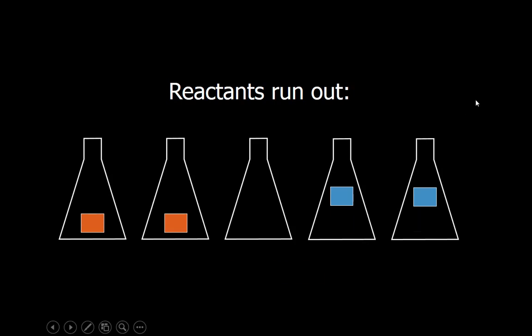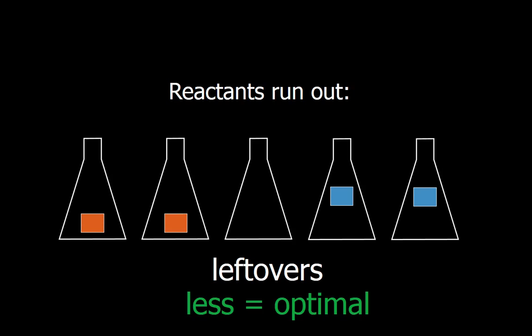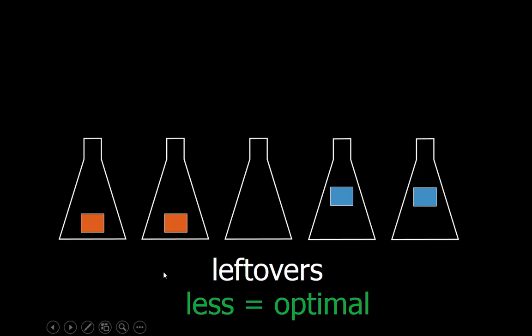Well, what we're shooting for here is, remember we talked about one item that makes something optimal is the amount of leftovers, and we want to minimize that. So what we're looking for is the amount of leftover reactant to be minimal. Less is optimal in this case.